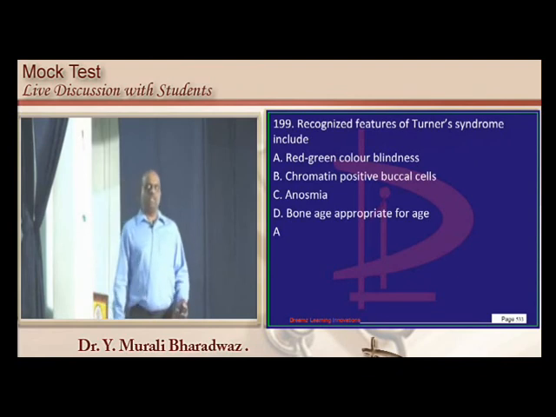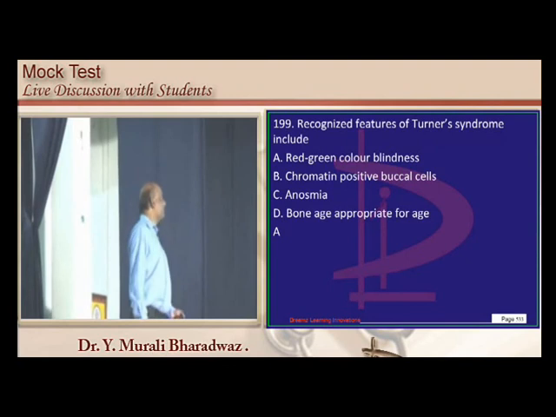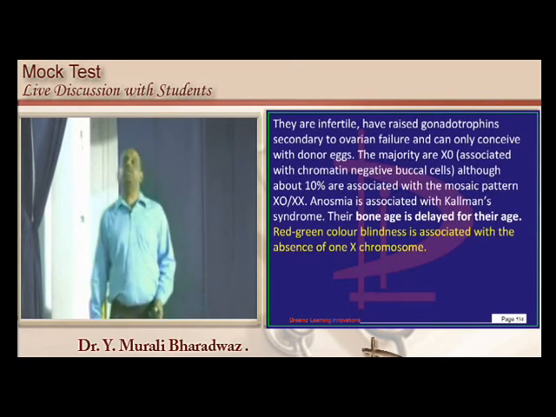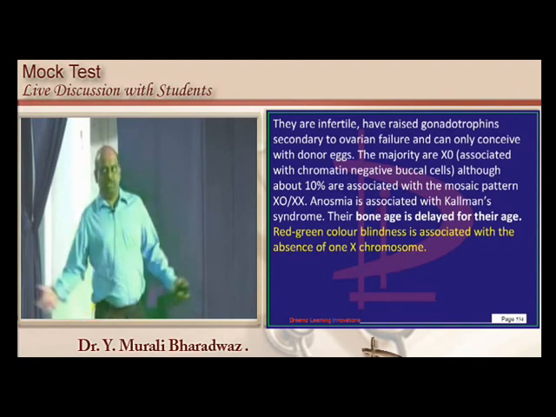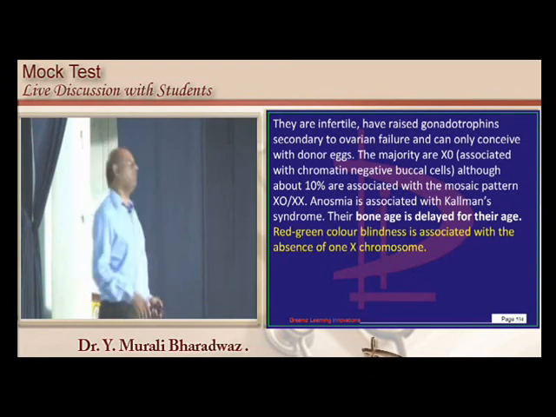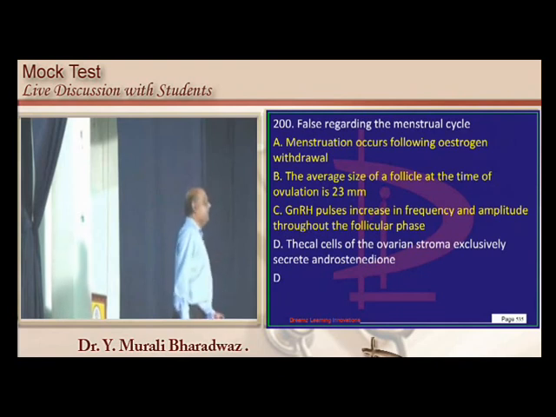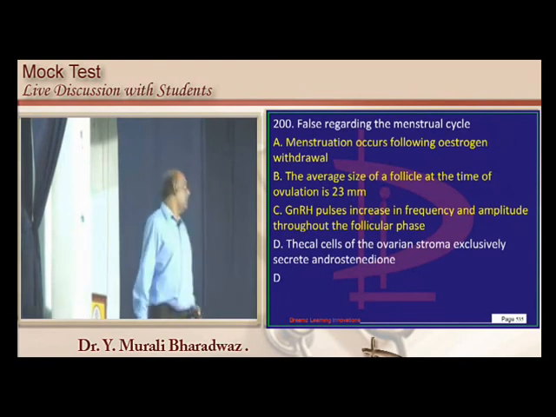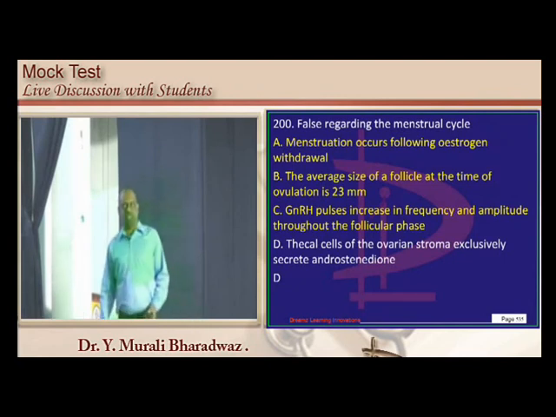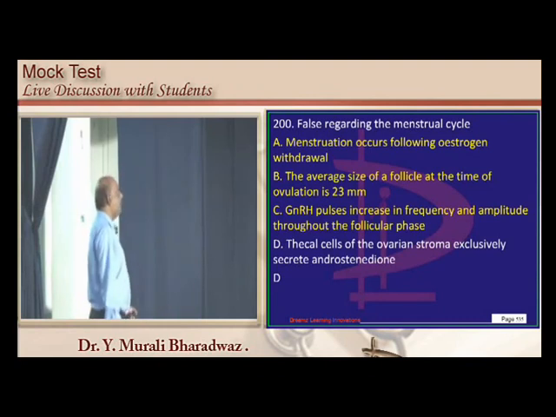In Turner's, there can be red-green color blindness due to the absence of one X chromosome. Their bone age typically becomes delayed because of decreased estrogen. If estrogen is not there, epiphyses don't fuse, and they typically show delayed bone age. Now coming to the menstrual cycle, thecal cells not only produce androstenedione but also produce estrogens, which is the nature of the thecal cells of the ovarian stroma.